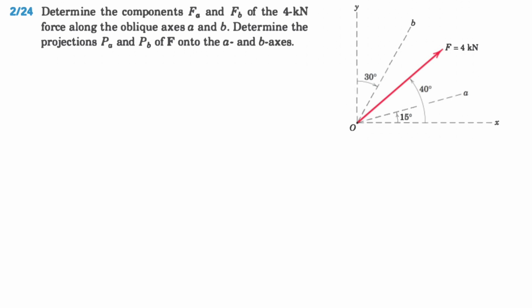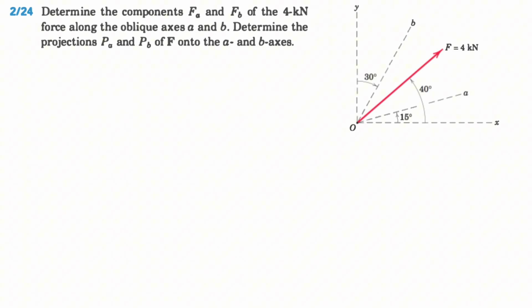Okay, welcome back, guys. We're going to be solving another question from the second chapter of Meriam textbook, and we need to determine the components Fa and Fb of the 4 kilonewtons force along the oblique axes A and B. And on the second part of the question, we need to determine the projections Pa and Pb of F onto the A and B axis.